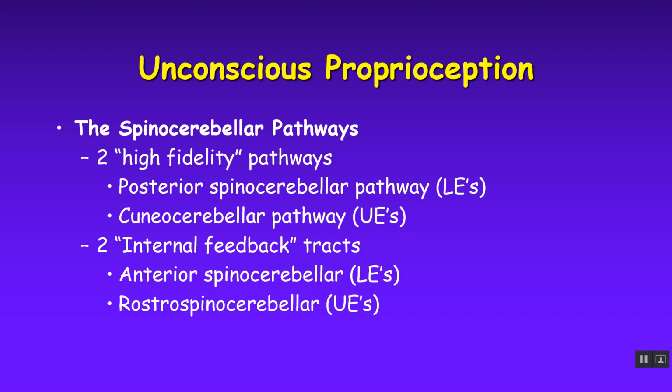So the high fidelity pathways, the posterior spinocerebellar and the cuneocerebellar, are for bringing in the information from the discrete muscle spindles, ligament receptors, and joint receptors from the periphery. The internal feedback pathways are just within the spinal cord up to the cerebellum, okay, monitoring some activity in the spinal cord region.